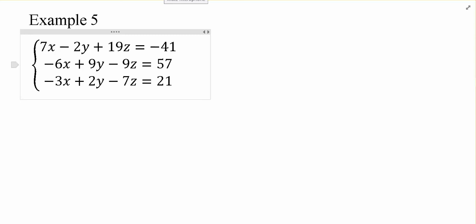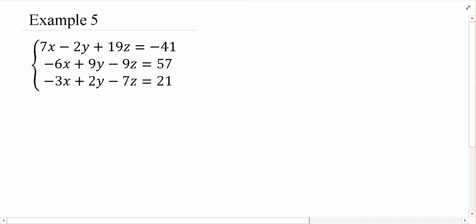All right, let's take a look at example 5 now. So we're back to no freebies in this one. So we've got to decide which variable to eliminate. As I'm looking at my different variables, those x's don't look bad, but the 7 looks kind of ugly. It's going to be kind of tough to get rid of him.